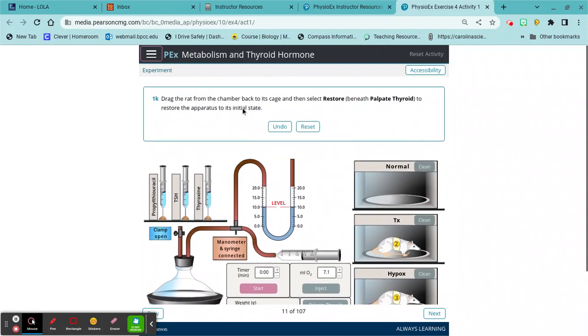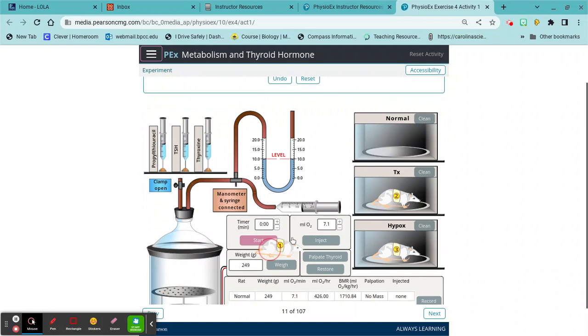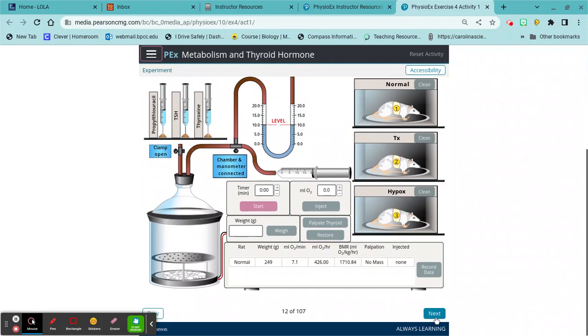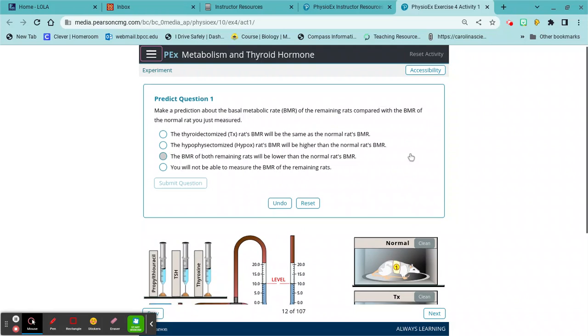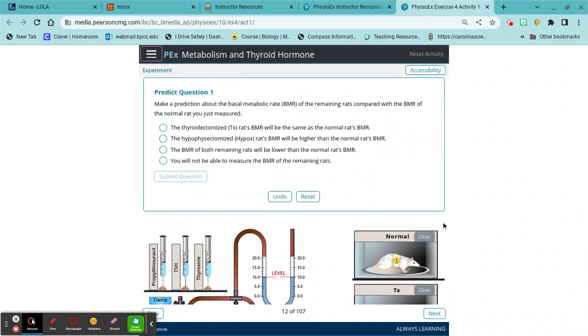Drag the rat from the chamber back to its cage and select restore beneath palpate thyroid to restore the apparatus. We're going to grab Mr. Normal Rat. We're going to restore the thyroid to the initial state. Then we move to the next. So let's make some predictions about the basal metabolic rate, BMR, of the remaining rats compared with the BMR of the normal rat that we just measured. Okay, so here are our normal values down here.